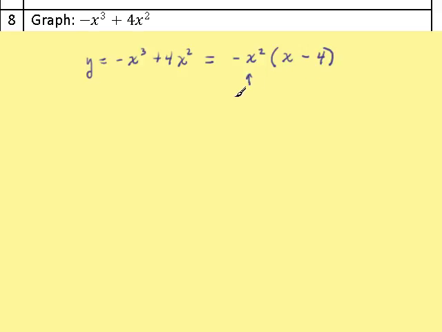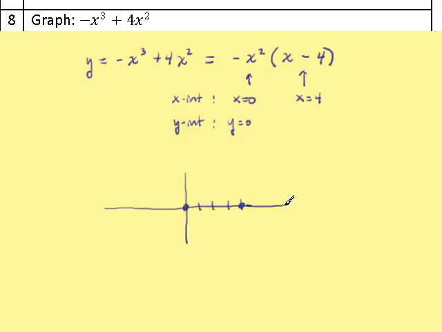Okay, so we have x equals 0 is an x-intercept, and x equals 4. So those are both x-intercepts. The y-intercept is also y equals 0. 0, 0 is an x and y-intercept. All right, so let's put our intercepts on the number line. We just have 2 of them, 0 and 4. And x equals 0 is a touching point because of this multiplicity 2. So I'm going to circle that just as a reminder.